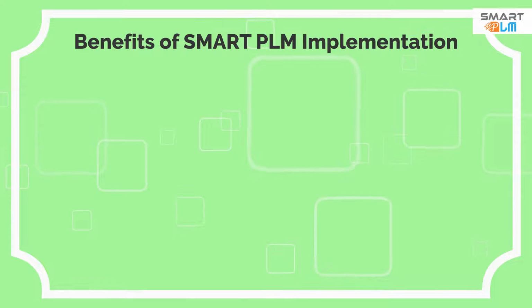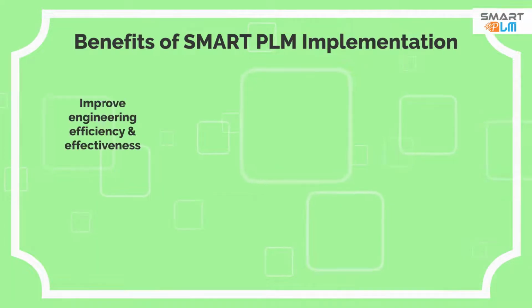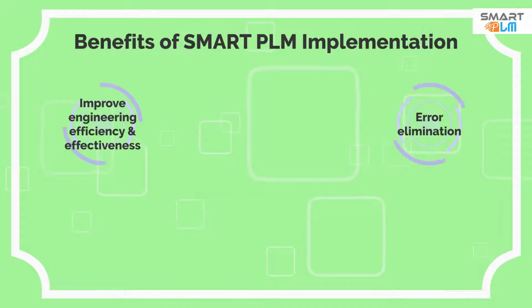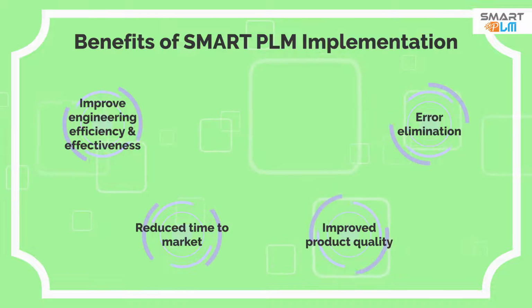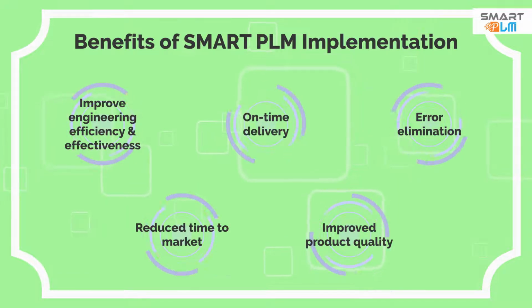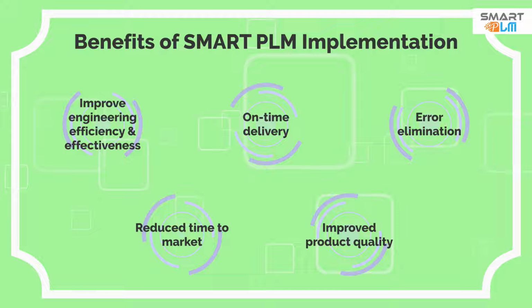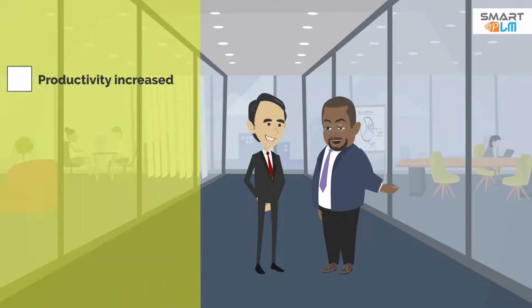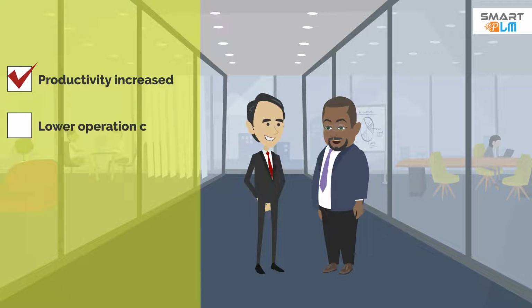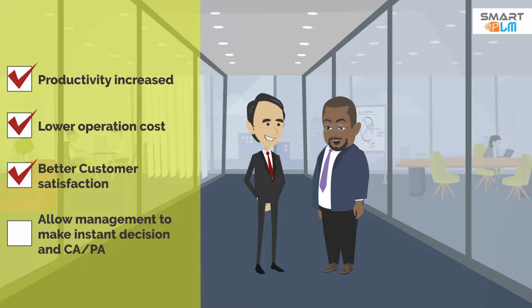Benefits of Smart PLM implementation consist of improved engineering efficiency and effectiveness, elimination of errors during the engineering release process, reduced time to market, improved product quality, on-time delivery and customer satisfaction. After implementing Smart PLM, our productivity has increased significantly, with lower operation cost and better customer satisfaction. It allows management to make instant decisions and trigger corrective or preventive action.